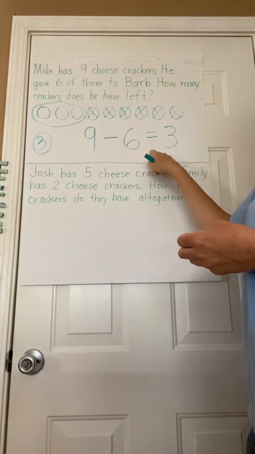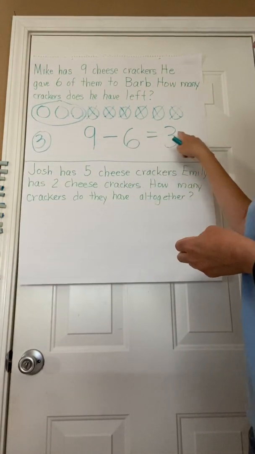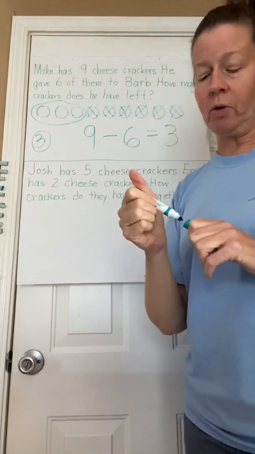Then you can write your equation. 9 minus 6 equals 3. All right, great job, boys and girls.